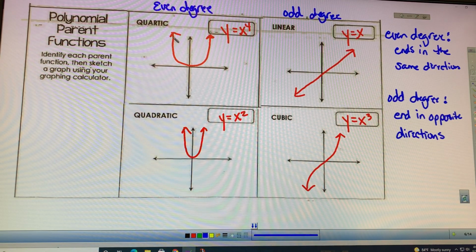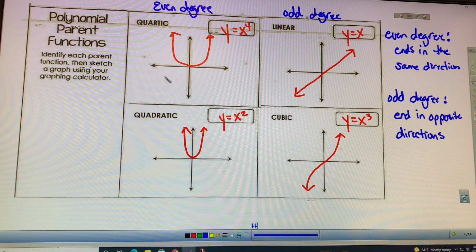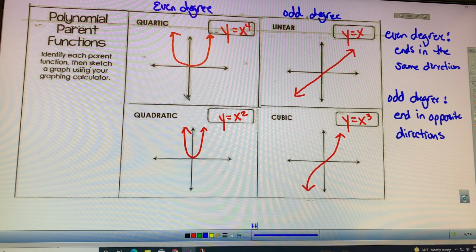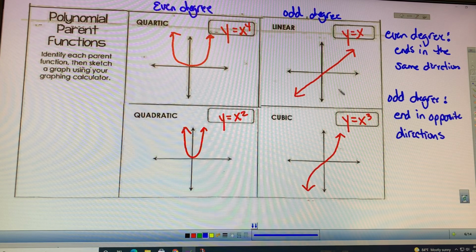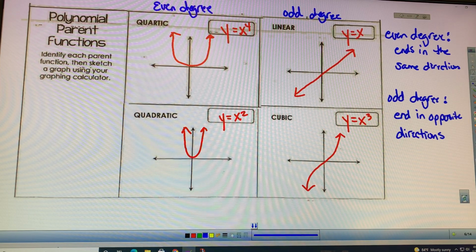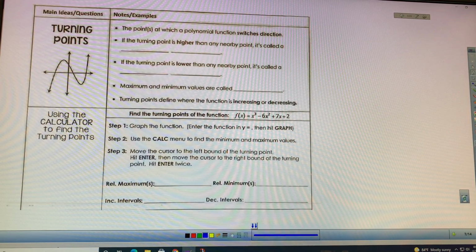If it's an even degree, they're either both going to be ending going up or going down, because remember, it could be a negative leading coefficient. For an odd degree, they're going to go in different directions. Start at the bottom, end at the top, or start at the top and end at the bottom. Okay, that's all that we did for today.